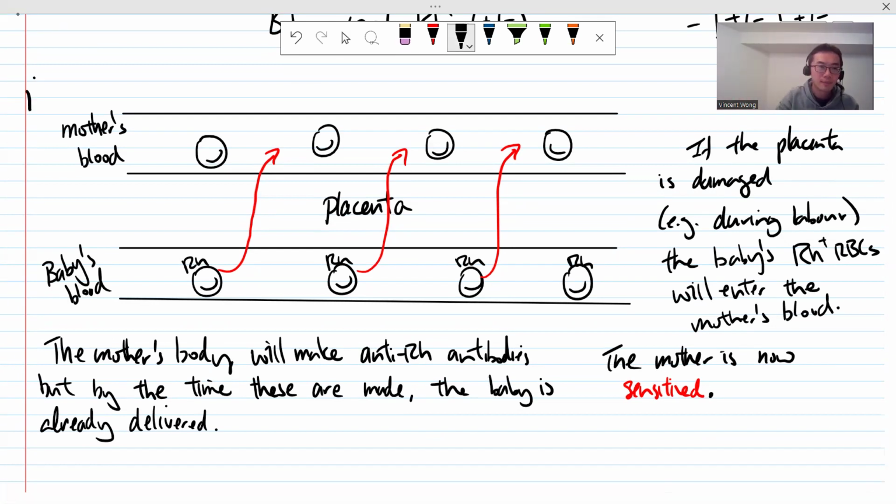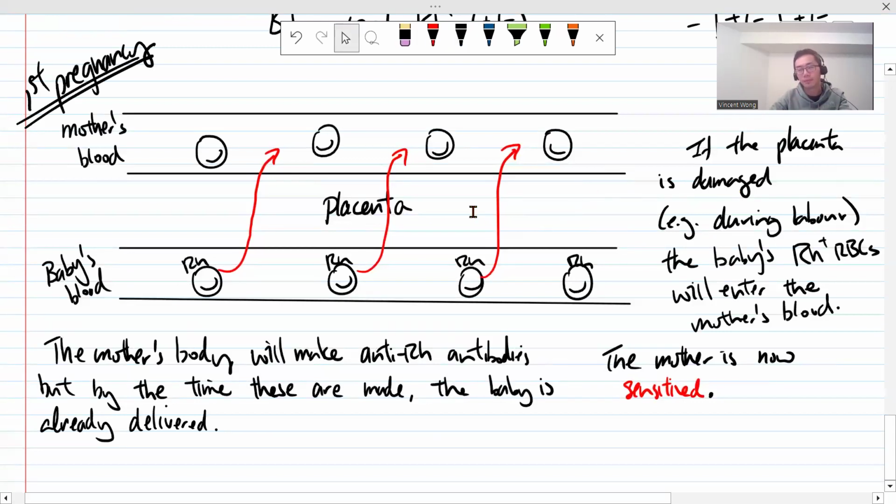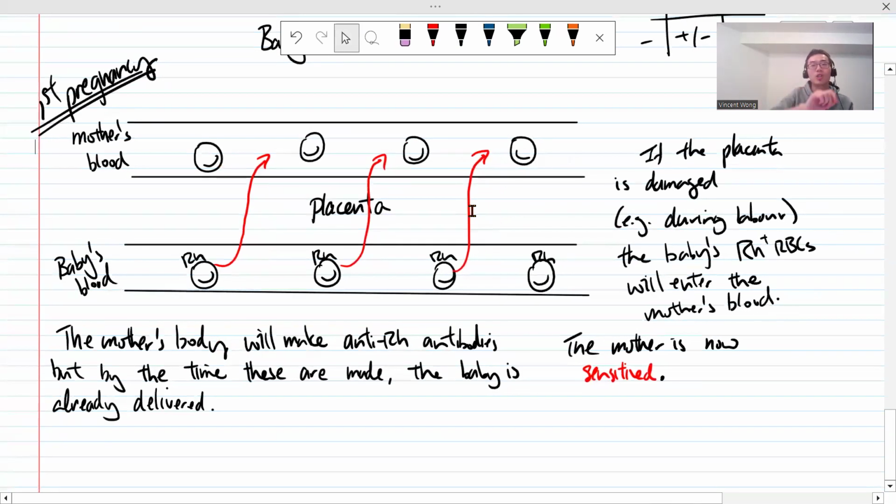Vincent, so that means if she has a second child and something happens and the child is Rh... Yeah, positive, we're going to talk about it right now. Very good. Any question about the first pregnancy? Anything on the screen that you want me to explain before I talk about the second pregnancy?